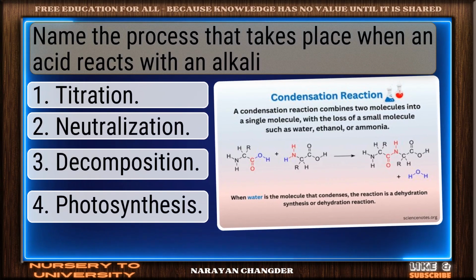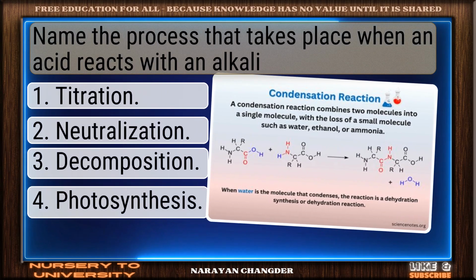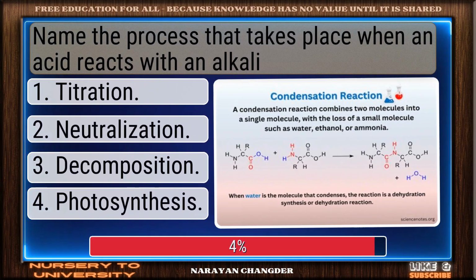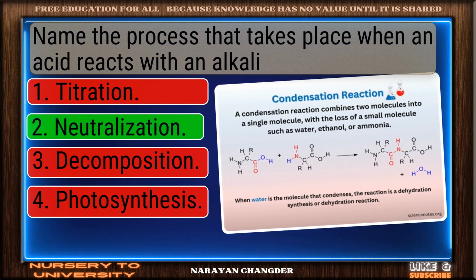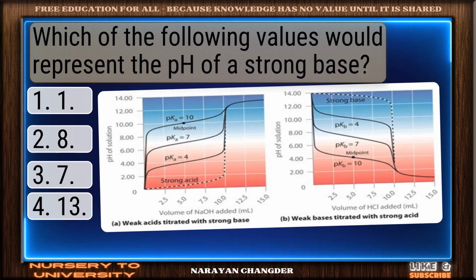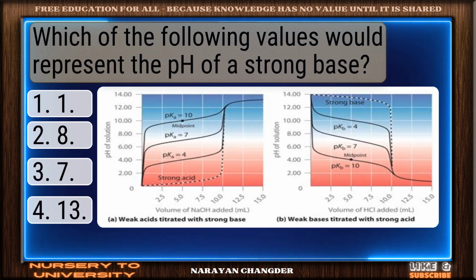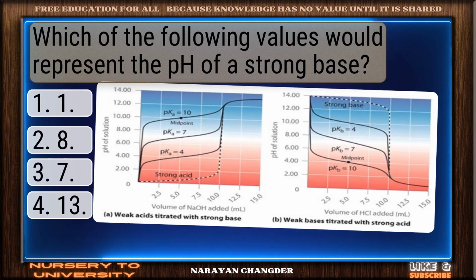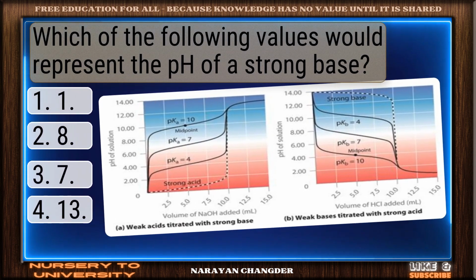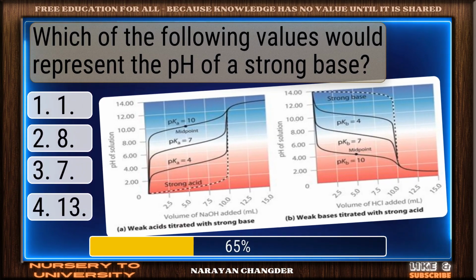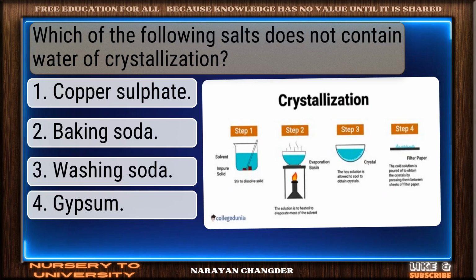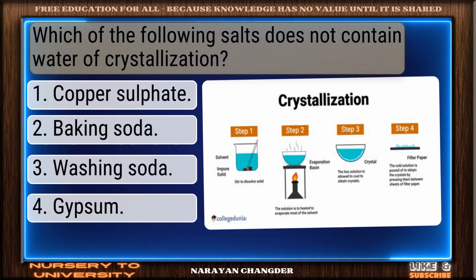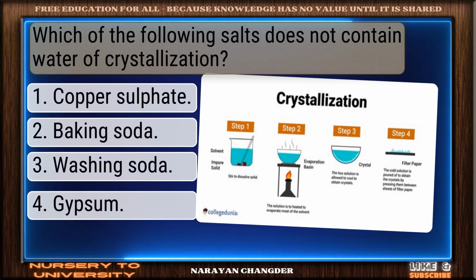Name the process that takes place when an acid reacts with an alkali. On track. Neutralization is correct. Which of the following values would represent the pH of a strong base? You chose 13, correct? Which of the following salts does not contain water of crystallization?